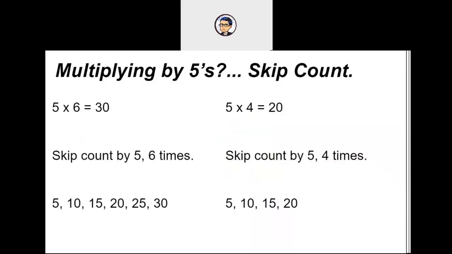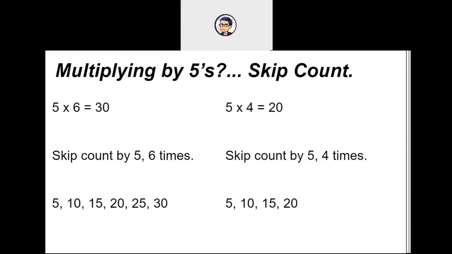If we move on to our next rule or strategy that we can use, I like to use the strategy of skip counting when I'm multiplying by 5s. 5 times 6 is 30. So skip counting by 5 6 times results in 30. 5, 10, 15, 20, 25, 30. If I skip count by 5 6 times, I get to 30.